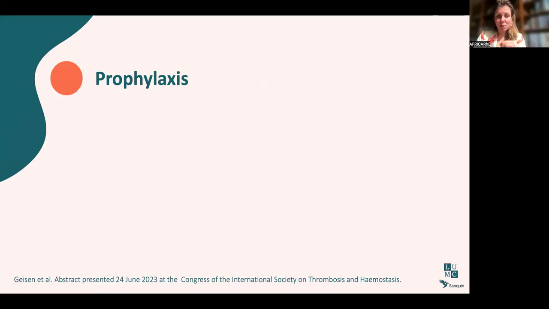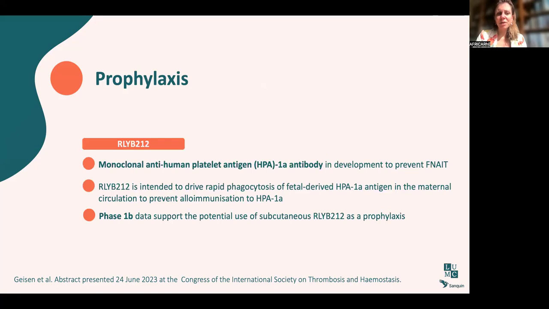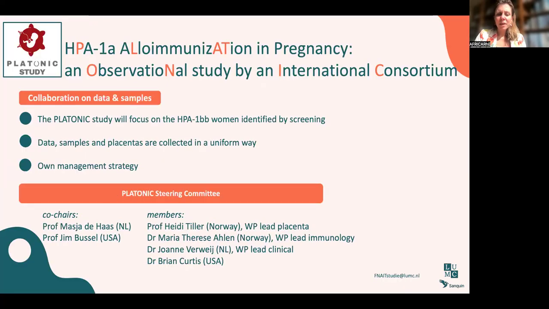Rallybio is developing a prophylaxis. It's a monoclonal anti-human platelet antigen. And like the anti-D for HDFN, this might be a future perspective that will prevent FNAIT. As noted, it's a rare disease, and for that reason, we have international collaboration. It's absolutely needed to learn more about this disease.